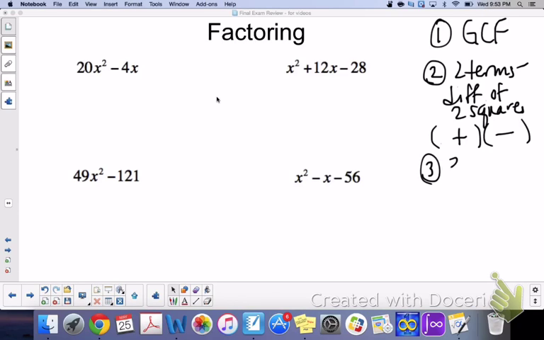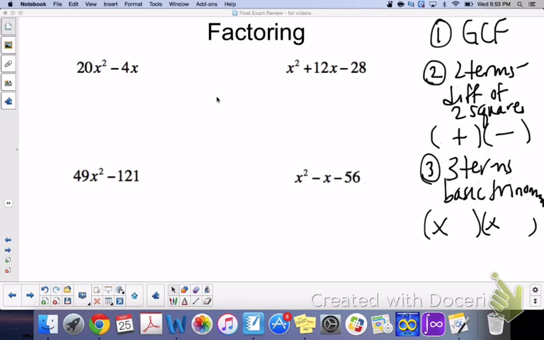And then the third one is if there are three terms, that's your basic trinomial, and you figure out what multiplies to give you the third term and adds to give you the second term. Okay, so let's look at these.